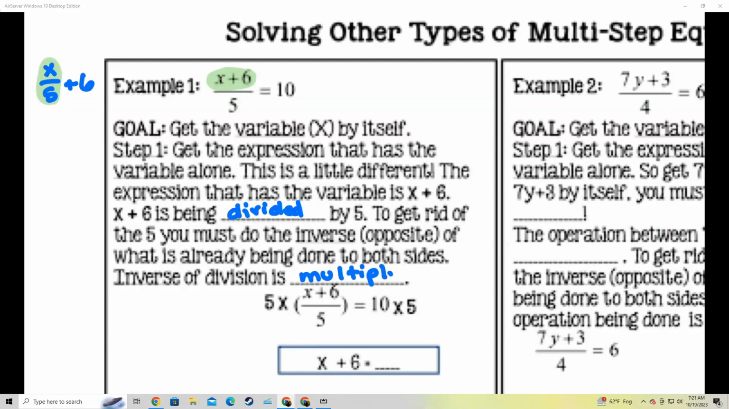I don't like the fact that they put that x there. You should be really just writing like a 5 dot, okay? Or put the 5 in parentheses. Regardless, these 5s are going to cancel. And I just realized the x plus 6 is what we're trying to get by itself. Let's try that again. The x plus 6 is what I'm trying to get by itself. These 5s are going to cancel, the times 5 and the divided by 5. The x plus 6 is going to drop, and 10 times 5 gives me 50. That should be an equals 50.